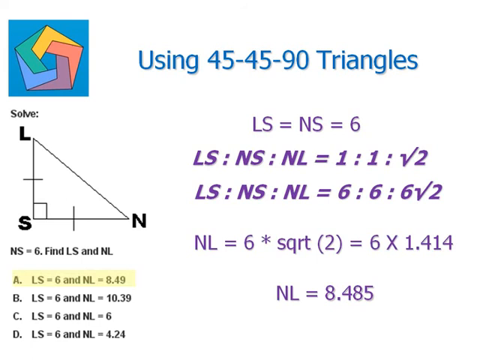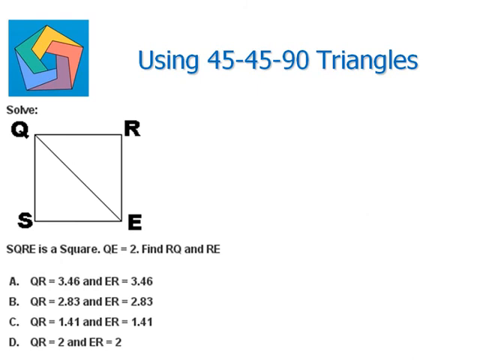Let's look at another example for better understanding. We have a square here. We know that in a square all sides are equal and all angles are right angles. Considering triangle QRE of this square, we have been given QE equals 2. RQ and RE are what we have to find out.